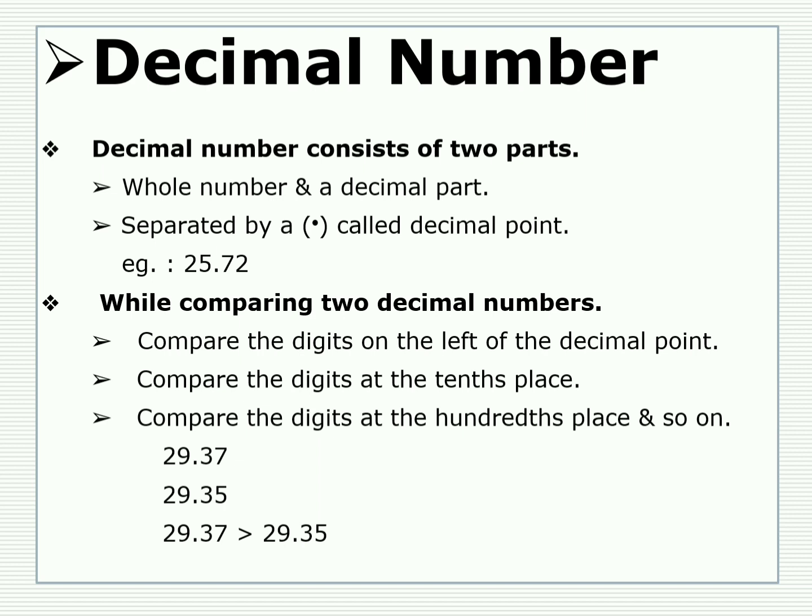29.37 and 29.35. Here on the left of the decimal point, both the numbers have the same number, that is 29. The digit at the 10th place is also the same, 3. Now the digits at the 100th place are 7 and 5. And here 7 is greater than 5. So 29.37 is greater than 29.35. Understood children?